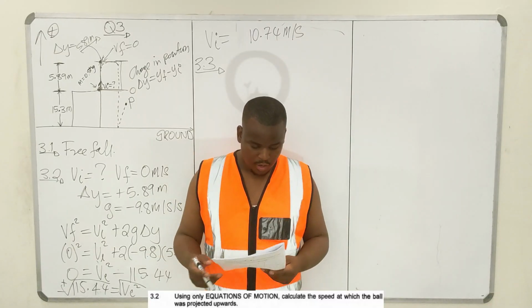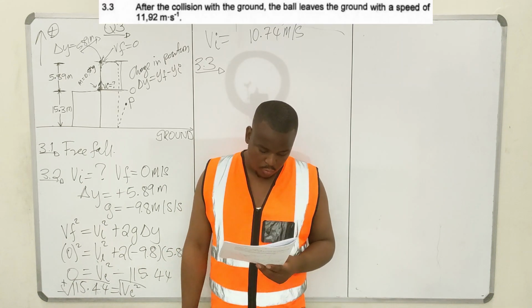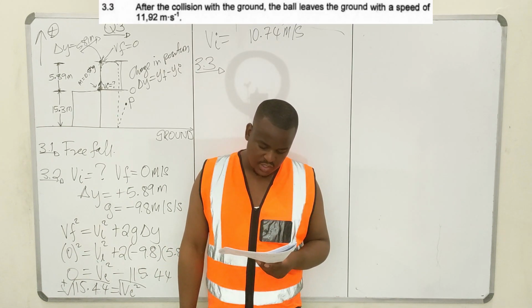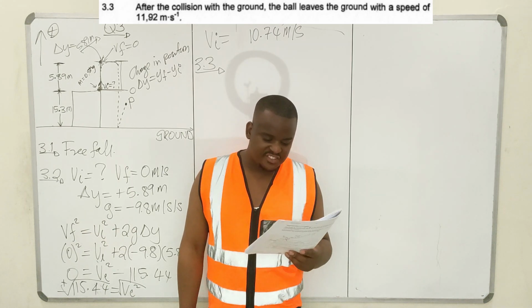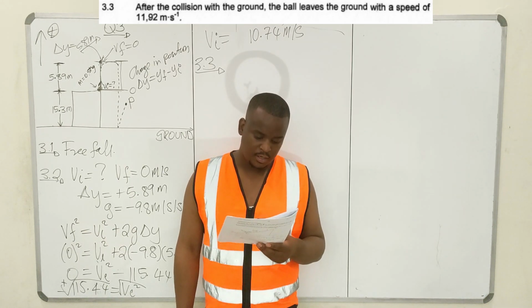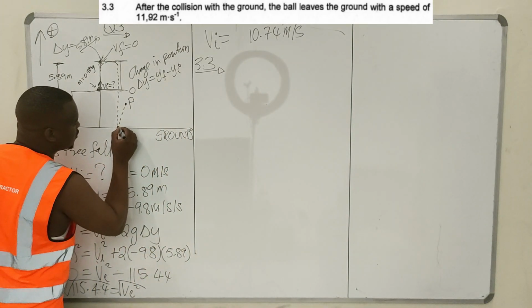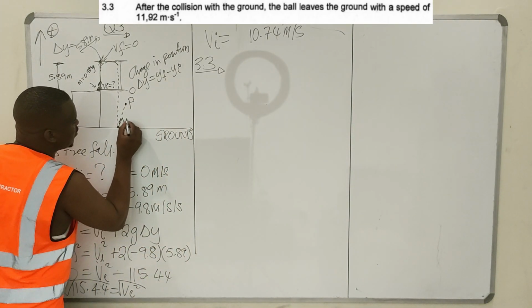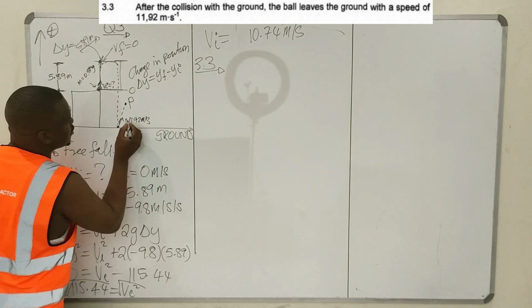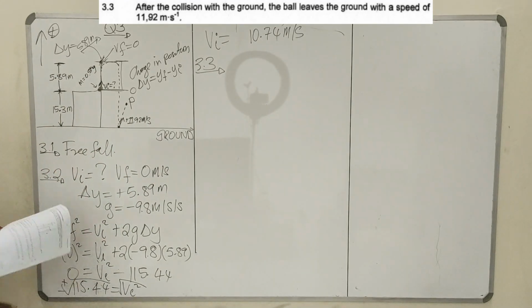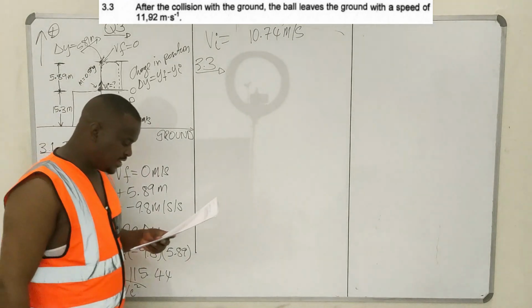Okay, so now we're going to 3.3, right? They're saying after the collision with the ground, the ball leaves the ground at a speed of 11.92 meters per second. So when it hits the ground, it went up with a speed of positive 11.92 meters per second. So this was the bounce off velocity, right?